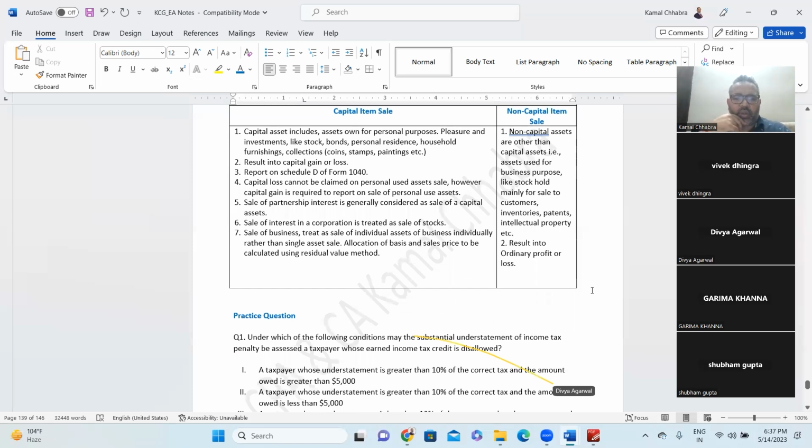Okay. Sixth point is sale of interest in a corporation is treated as sale of stock. So what does corporation mean here?